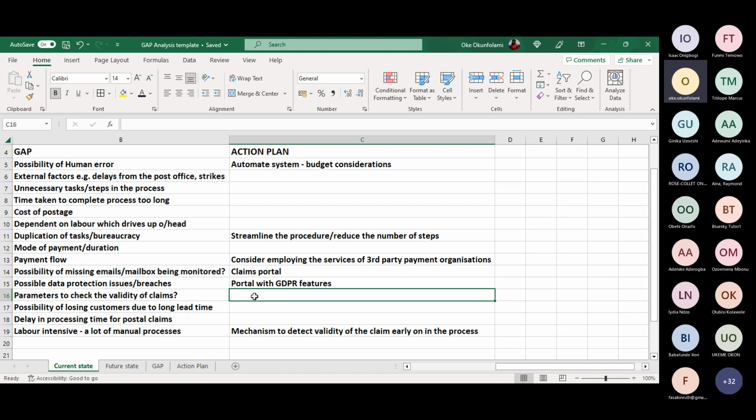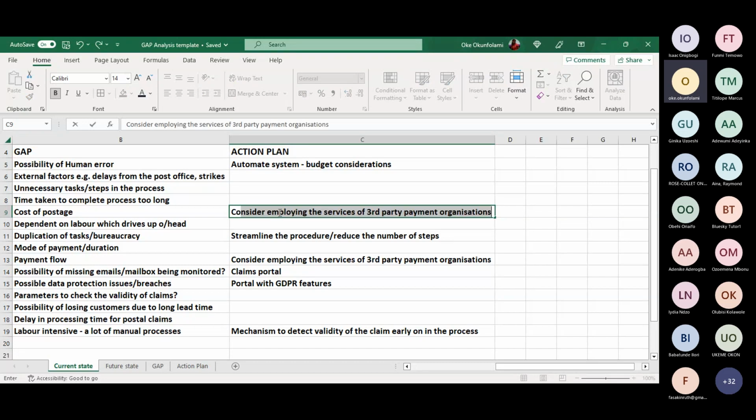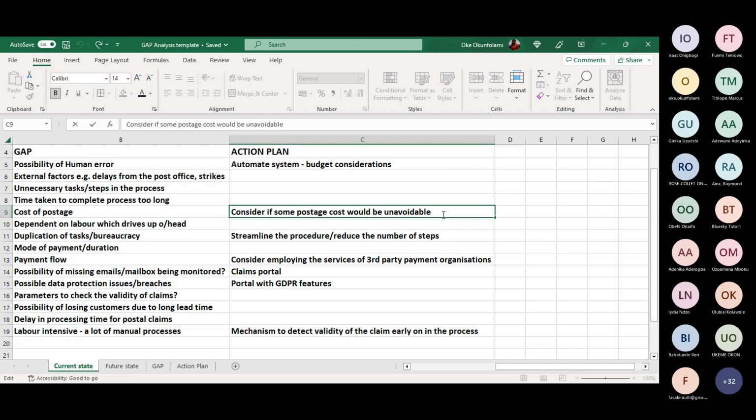All right. Then there was another thing that was mentioned about the cost of postage. We might want to consider that some postage costs would be unavoidable. So when you're proposing solutions, sometimes you might not just be able to remove a cost, so unavoidable, e.g.